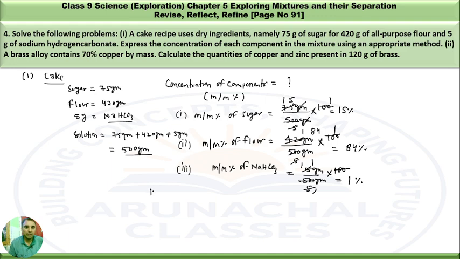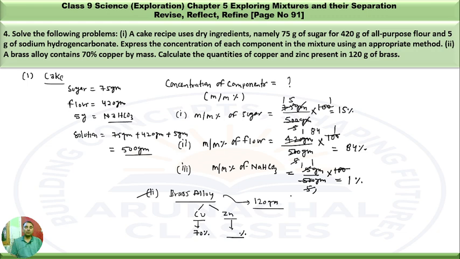Now the second part of the question is: a brass alloy contains 70% copper by mass. So first, it is about alloy. This is a brass alloy. This brass alloy is having two components, one is copper and another is zinc. Copper percentage is given as 70% and zinc percentage is not given. Then they are saying that 120 gram of brass alloy is given.